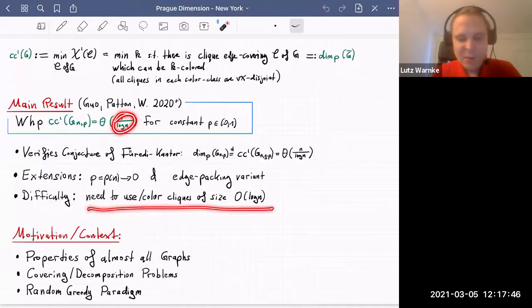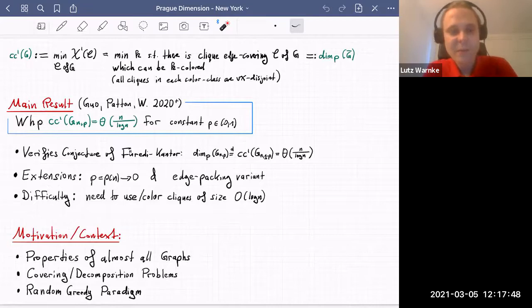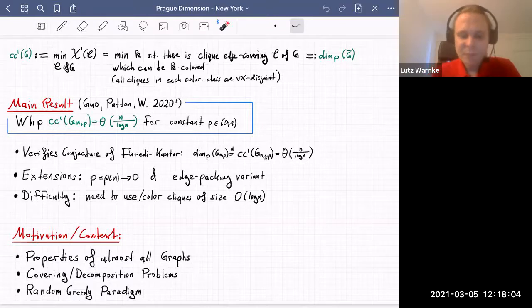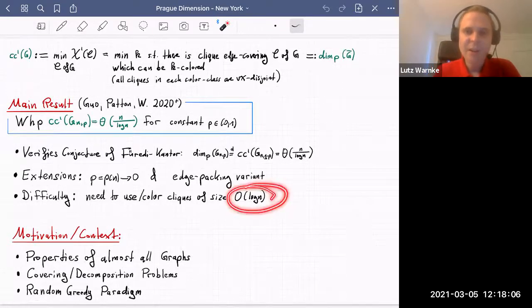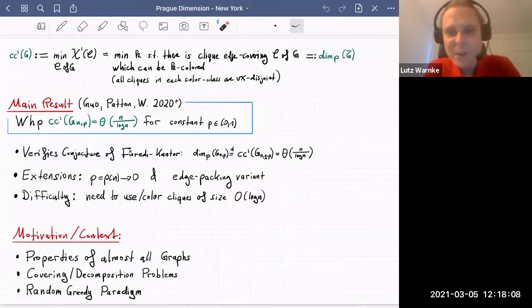The main point is that we have many tools and techniques for dealing with graph and hypergraph problems, and they are very good when things have constant size, when the objects we are looking at do not depend on the number of vertices. Here we really need to look at very, very large cliques, and that causes some difficulties in the proofs. So that's the main issue. We need to use many cliques of large size.